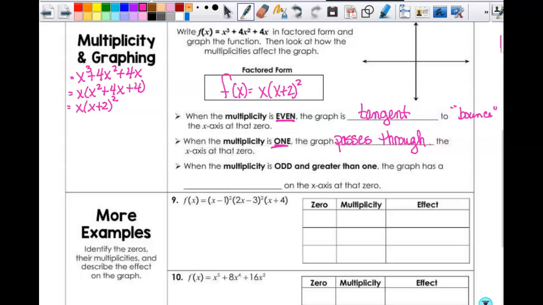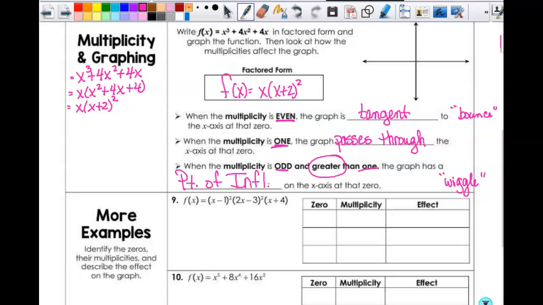And then when the multiplicity is odd and greater than 1, okay, so not 1, because when 1 it just passes through, then that's our wiggle. What's the real word for that? Point of inflection. So it's a point of inflection. Not infection, there's an L there. Inflection.